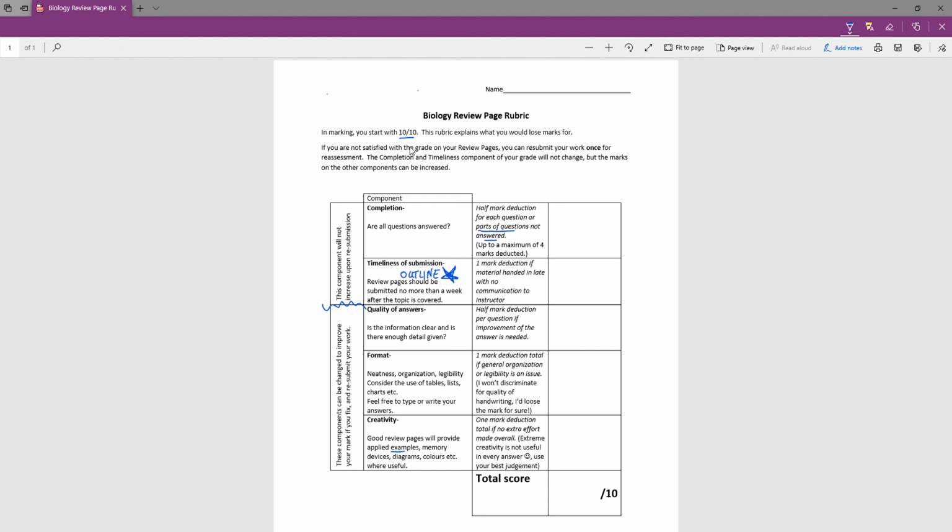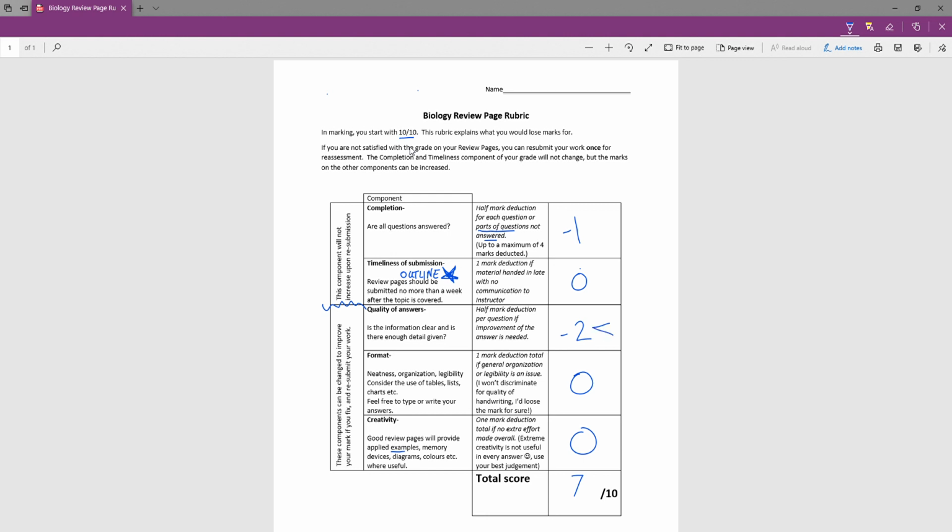You're marked out of 10. These ones would be fixed. So maybe you were on time, so you get full marks there, no deductions. Maybe you missed 2 questions, so that's minus 1. For quality of the answers, maybe there were 4 questions you could have done better, so maybe minus 2. But you're generally pretty good on your format and your creativity. So that would give you a mark of 7 out of 10.